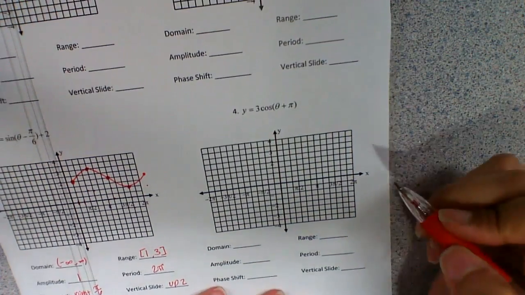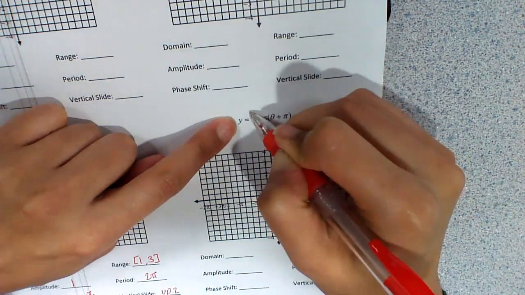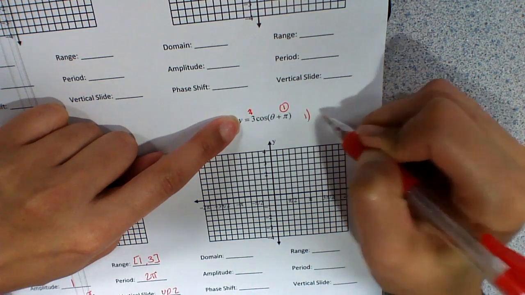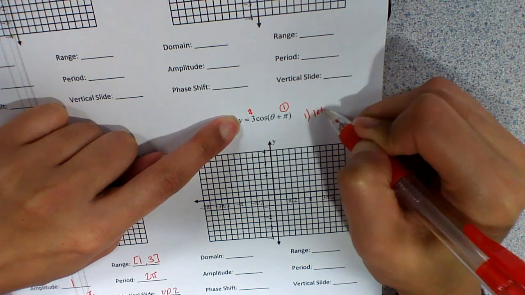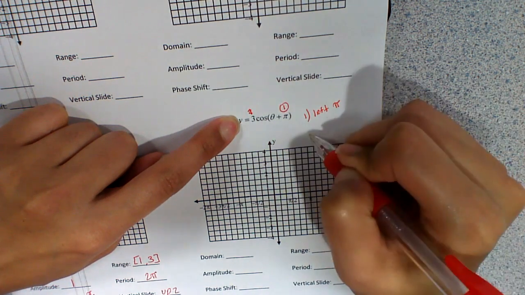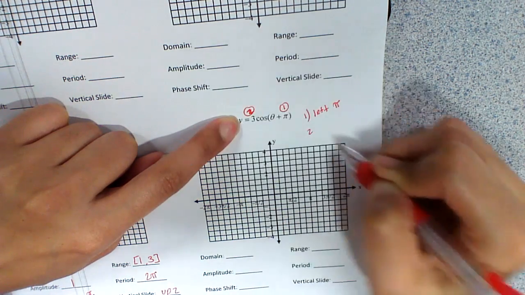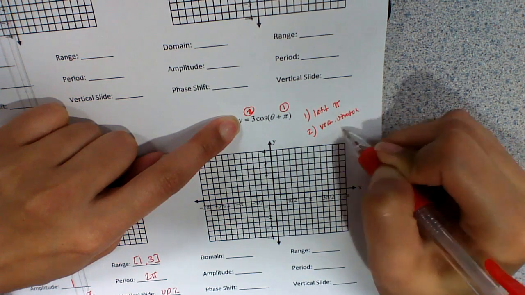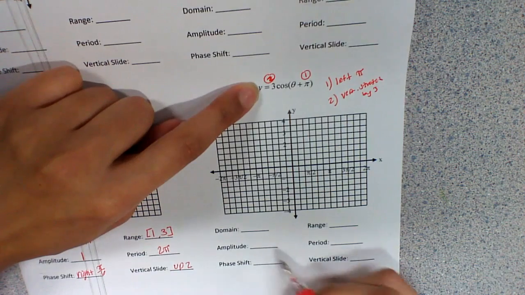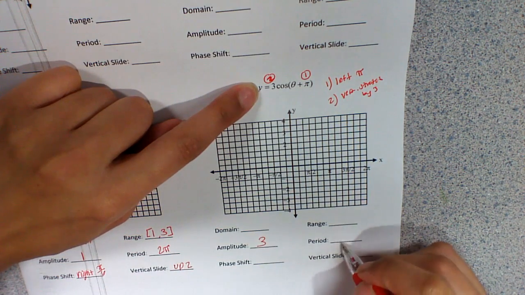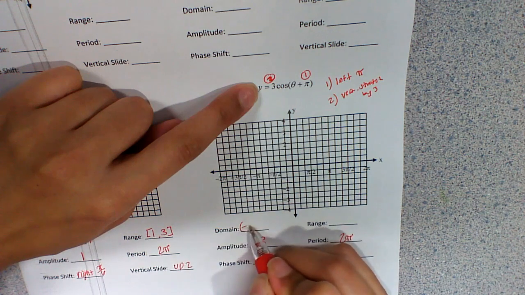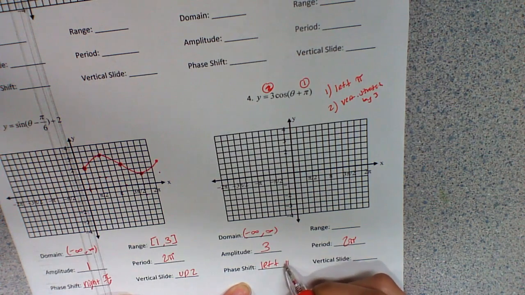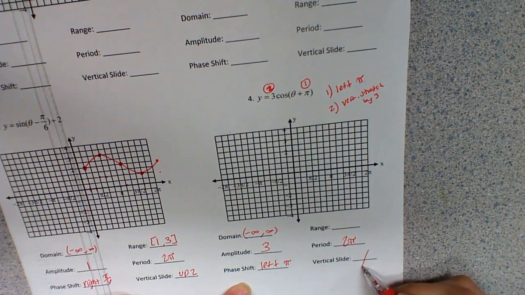Number 4, I have 2 things to do there as well. Now I'm going to go ahead and do the inside first, just like we've talked about in the past. So I will move to the left pi units, and then I'm going to do a vertical stretch by 3. So I know already that my amplitude is 3. I know my period has not changed, it's 2 pi. I know the domain has not changed, it's all real numbers. I have a phase shift of left pi units, and I don't have a vertical slide.